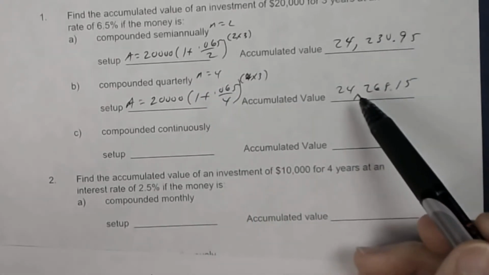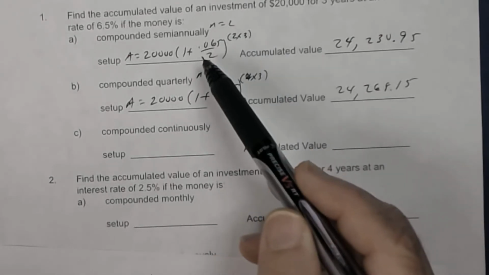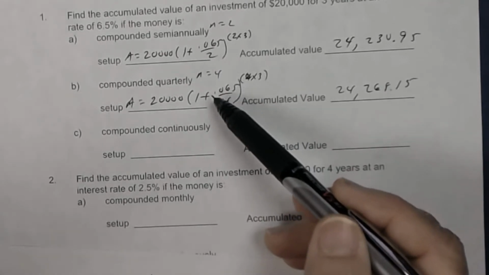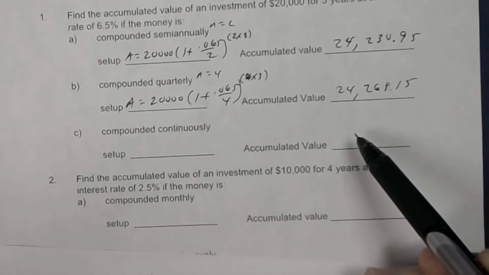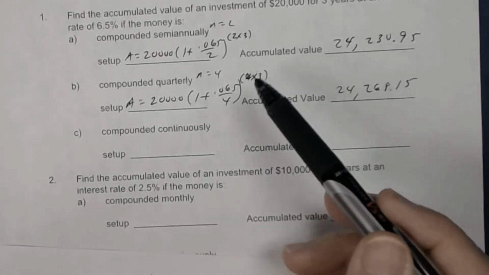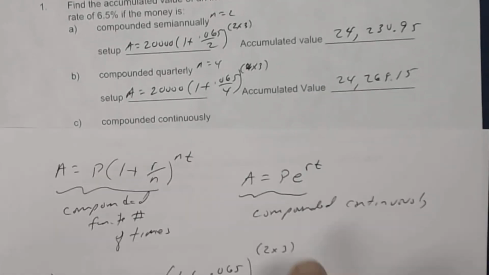Now keep in mind as you do this, notice that the accumulated amount keeps increasing. Make sure you understand why. Because your interest is being compounded more times a year. This is just 2 times a year, and this is 4 times a year, so the interest is earning interest a little bit more. And compounded continuously, this would be more, but not that much more depending on the years and the interest rate. So compounded continuously, you're going to use this.